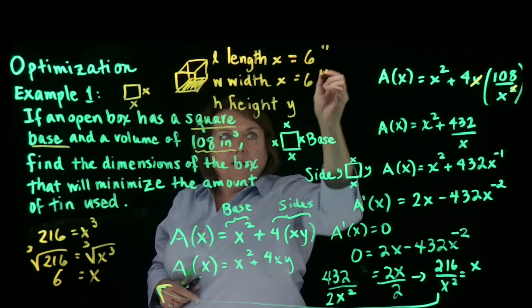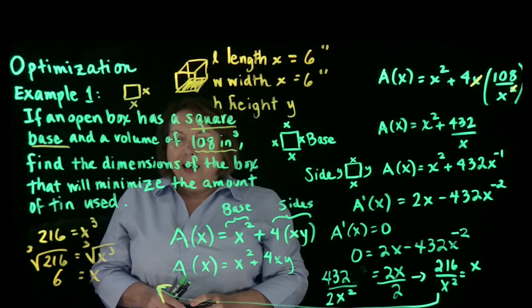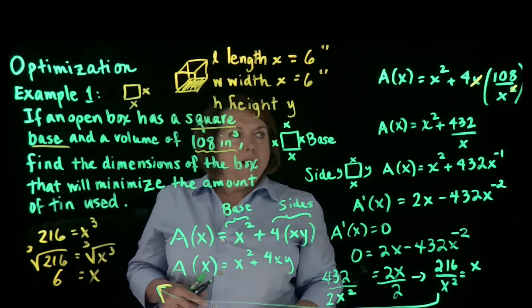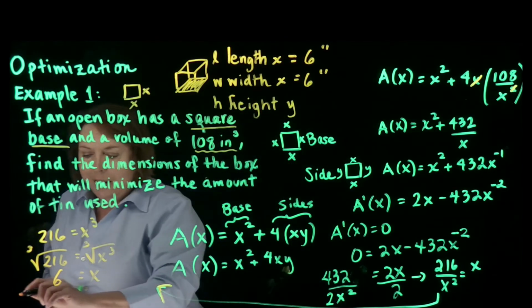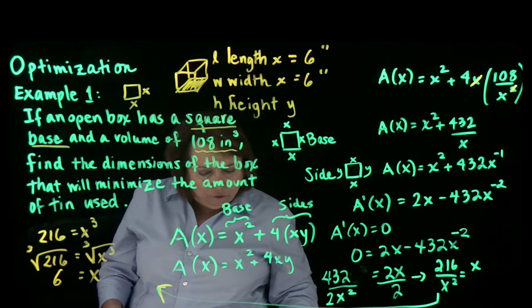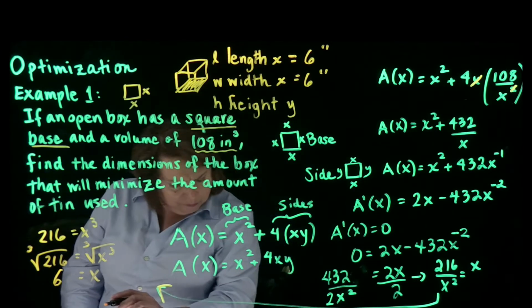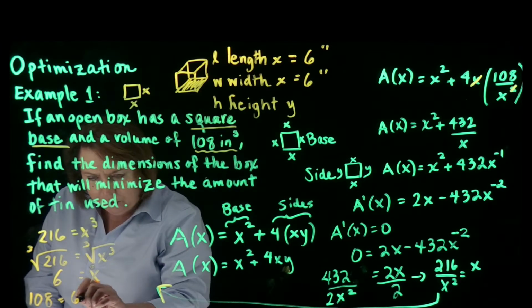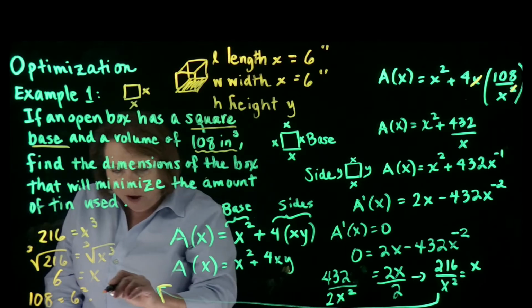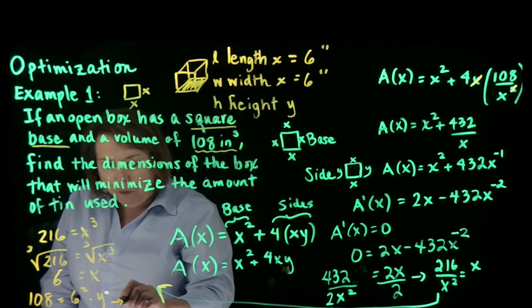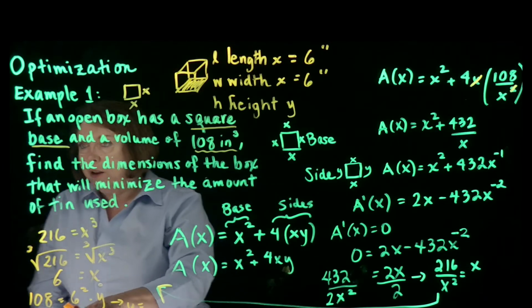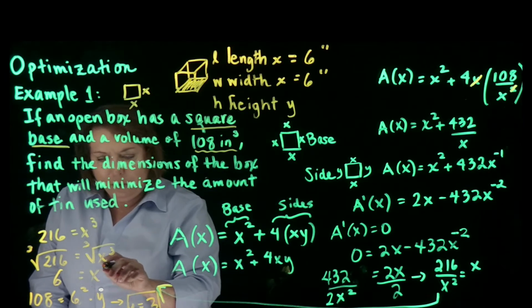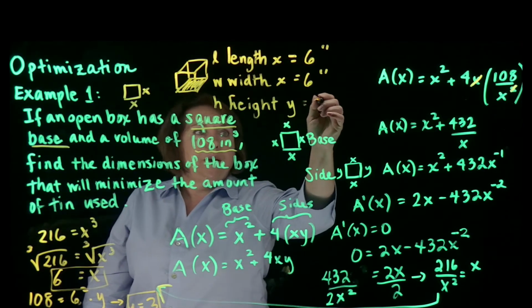The width is 6 inches. We just need to find the height. So what could we do? We could plug it back in here to find y. We could also replace 6 in the original equation we had for the volume. 108 is equal to x squared, so 6 squared times y. And when you solve that for y, you're going to get y is equal to 108 divided by 36, which is 3. So let me box my answers here and write my answer up here.